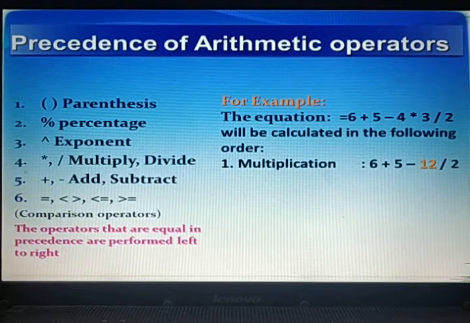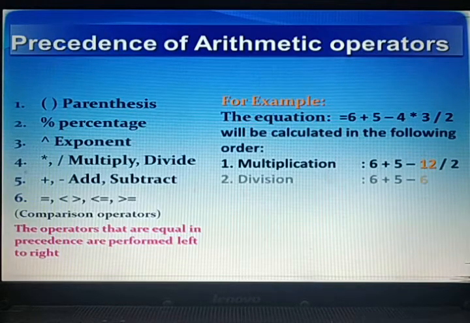First it will do multiplication. It means 4 into 3, that's 12. Now the equation is 6 plus 5 minus 12 by 2. Then it will perform division. It means 12 by 2, that's 6. Now the equation is 6 plus 5 minus 6.